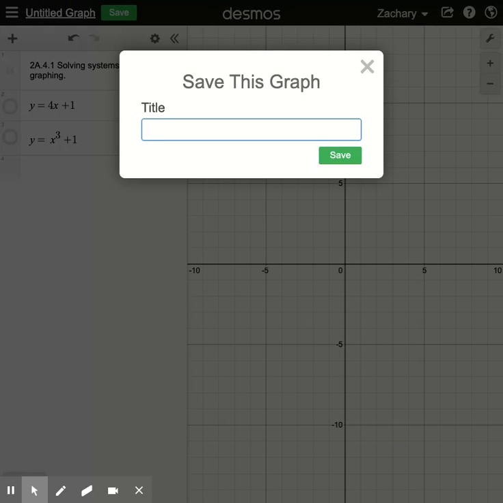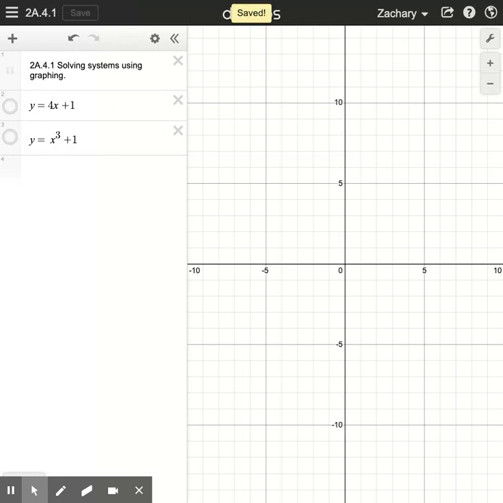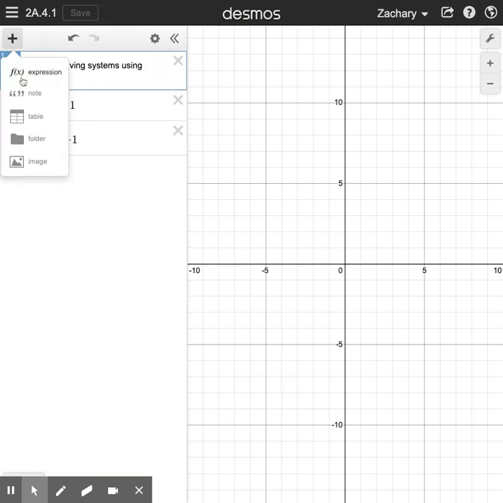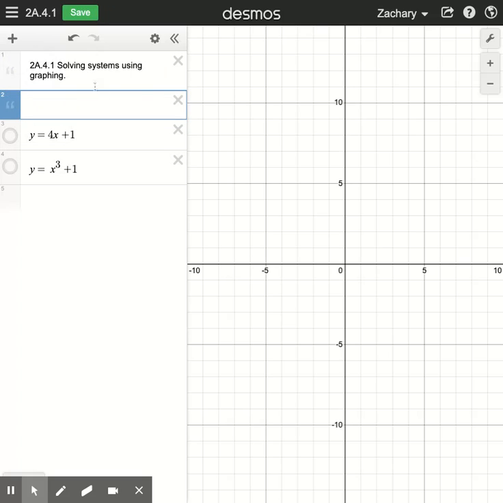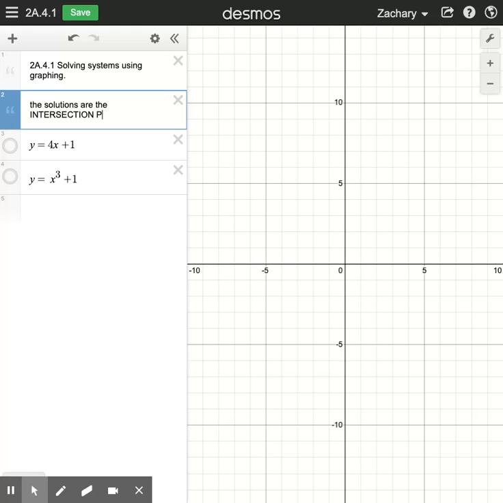I can name this. Okay, so I'm going to go ahead and share this graph with you so you can look at it later. I'm going to add a couple things to it. The main thing here is that when we are solving systems using graphing, the solutions we're looking for are the intersection points. Okay, these are like your notes. I'll share these intersection points.